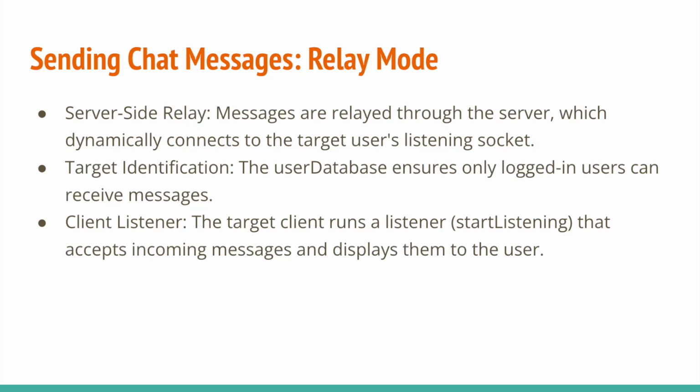Now we explain how we implement the online chat using the relay mode, in which the server acts as a relay station to relay the message from client to client. Key part one is target identification, where we use the user database to ensure only logged-in users can receive messages, and the listener we implement on the client side runs a listener port that accepts incoming messages and displays them to the user, as we showed in the demo video at the very beginning.